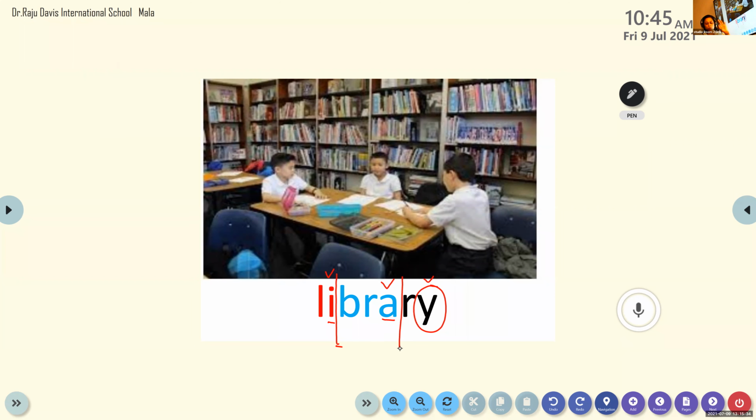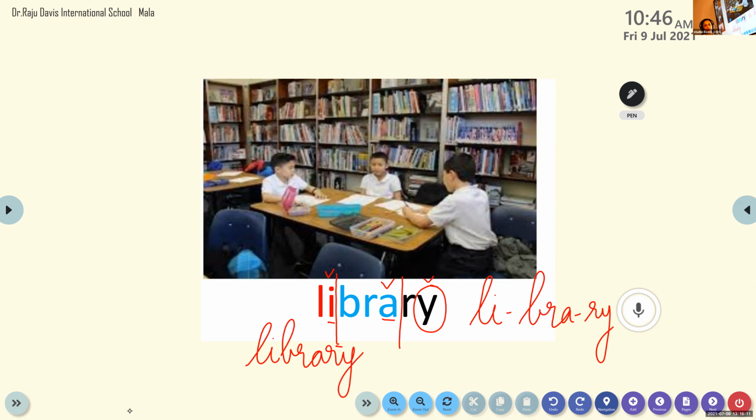If it is a 3-syllable word, how are we going to learn the spelling? We have to divide the word into syllables first. That is, lie, bra, re. So we have divided the word into syllables. Similarly, we will learn the spelling too. How are we going to learn the spelling? Lie, L-I, lie; bra, B-R-A, bra; re, R-Y, re. So if you learn the spelling in this way, children, it helps you to learn the spellings well.